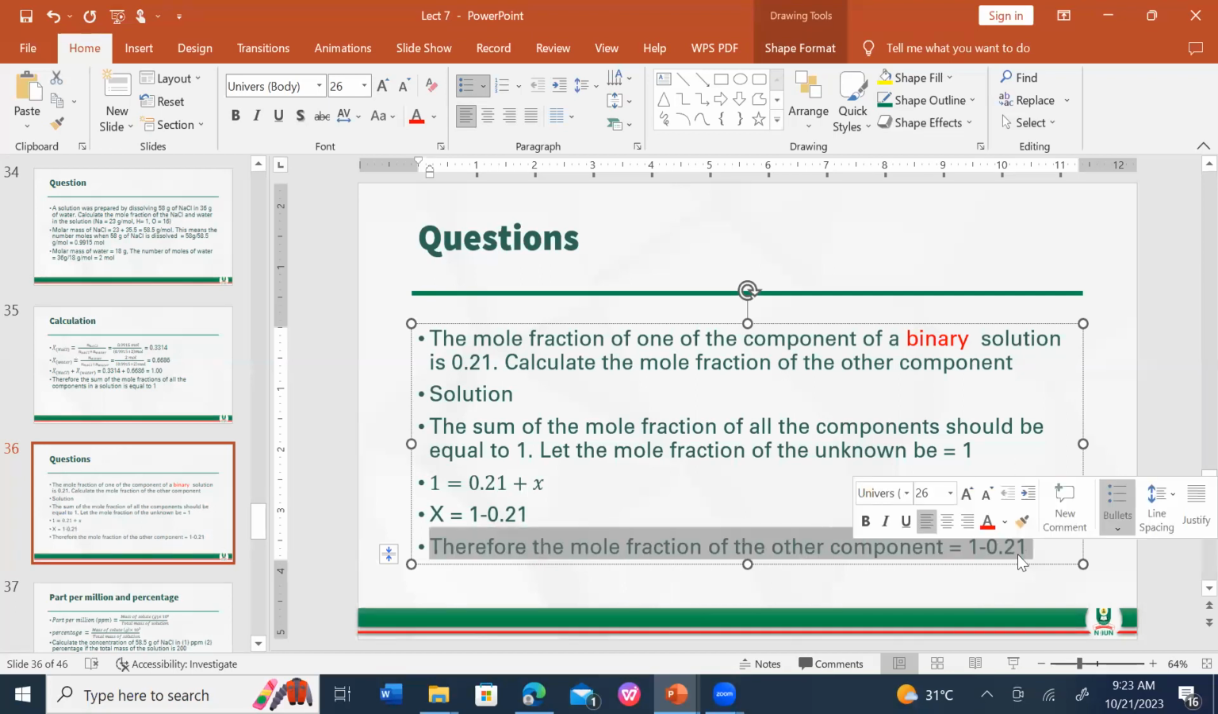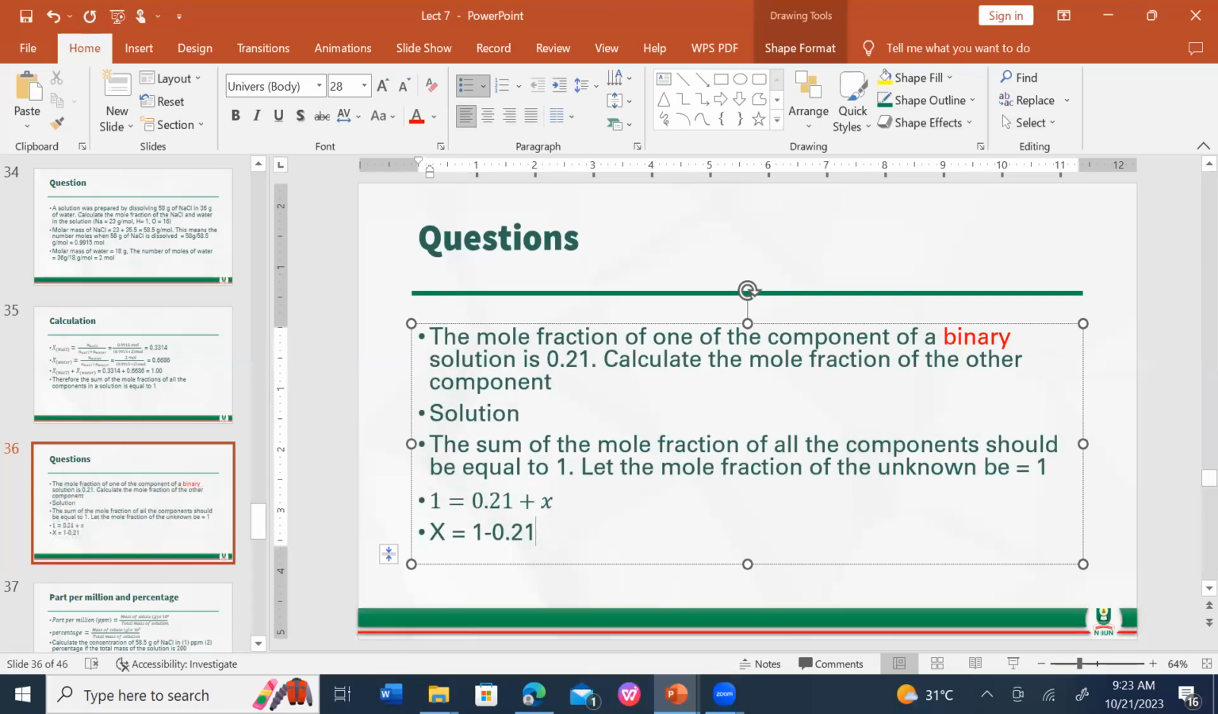So what's the answer there? 1 minus 0.21 is 0.79. That is the mole fraction of the other component. If we have 3 components, the sum of their mole fractions will also be equal to 1. So take note of that.